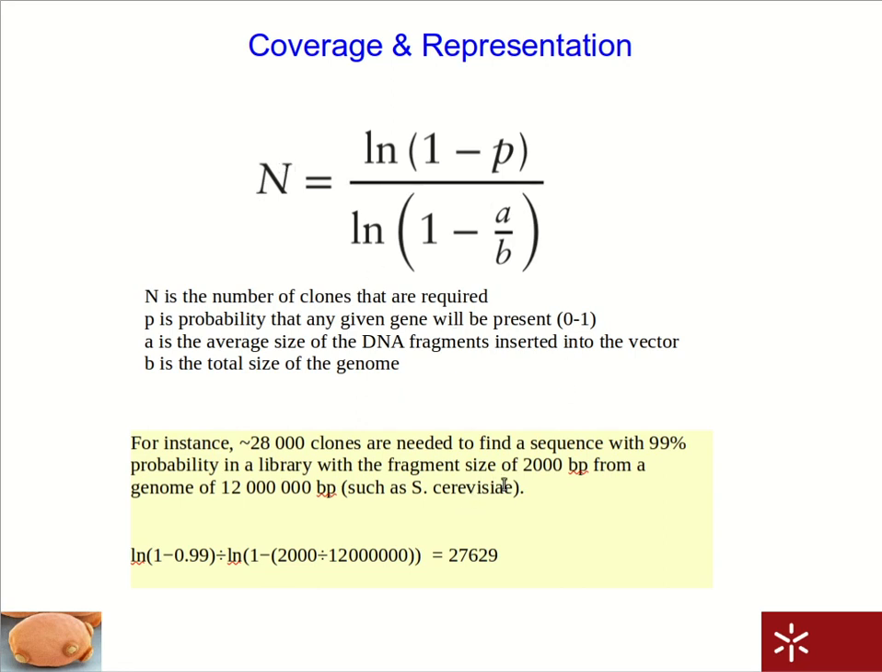For instance, if we want to find a sequence in Saccharomyces cerevisiae, and we have a library of 2,000 base pairs average size, Saccharomyces cerevisiae has 12 million base pairs, roughly. This means that, according to this equation, we need a library of roughly 28,000 clones in order to find our gene. Of course, each insert of the library has to be large enough in order to contain the gene we are interested in.